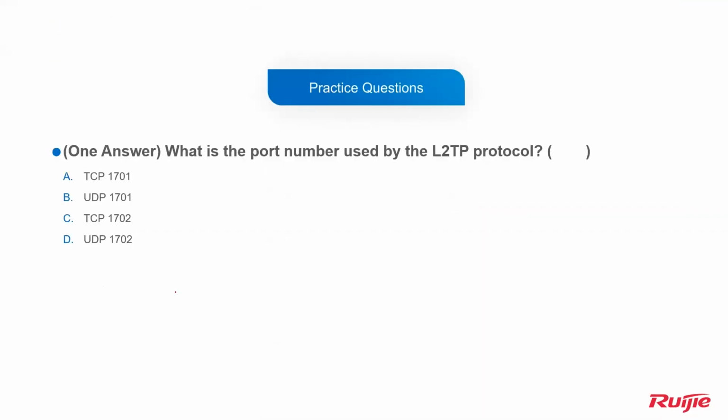And here is one question for L2TP. What is the port number used by the L2TP protocol? First, we choose UDP as the transport layer protocol, and the port number is 1701. So option B is correct.